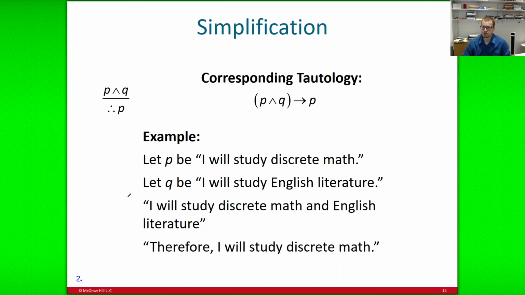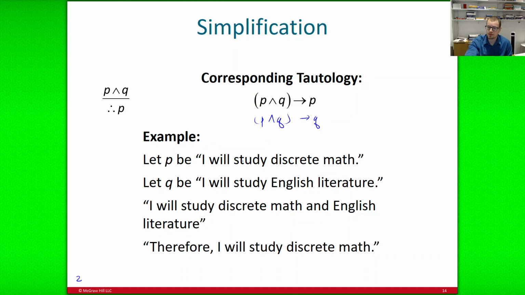Excellent. So simplification, if P and Q is true, then of course both of them are true, so I may conclude that either one of them is true. So if P and Q is true, then certainly P must be true. I could also have said if P and Q is true, then Q is true, but it's the same difference, right? This is what you could call commutative, that the order that I write it in doesn't matter. So really, they both say exactly the same thing.